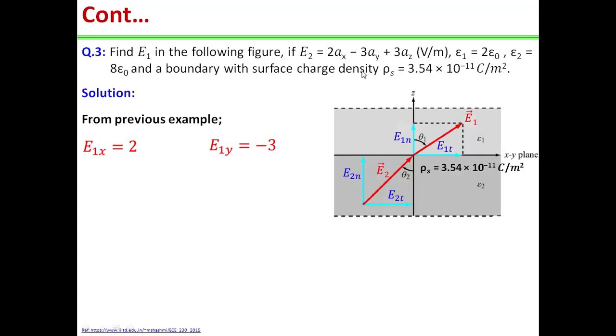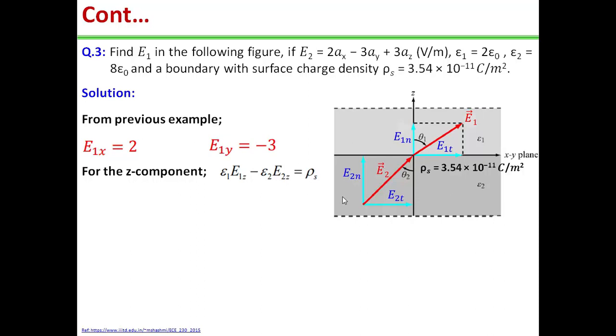But what about the normal component at the boundary? For the normal component, electric flux density at the boundary will be discontinuous, and this will be equal to D1 minus D2 and 0. And in terms of electric field, it can be written as epsilon 1 E1z minus epsilon 2 E2z equals rho s. Rho s is the surface charge density at the boundary.